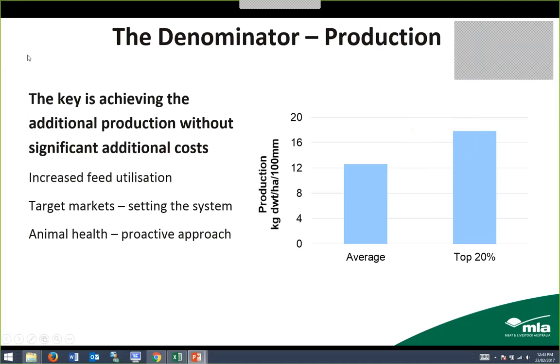So whilst you can maintain low cost structures, and they go some of the way, don't forget about it: is cutting that cost, or keeping that cost low, actually doing the wrong thing because I'm actually cutting myself out of production? So generally speaking, these guys, the top 20%, they generate the additional production without significant additional costs. And they do that through increased feed utilisation, having the markets right, setting the system up, having a very proactive approach to animal health.